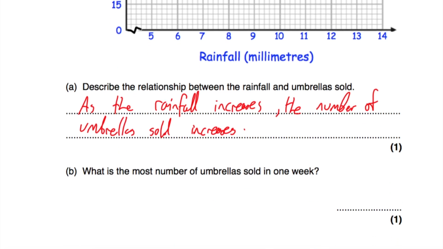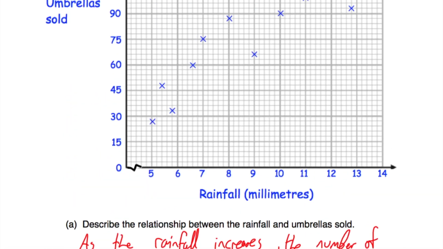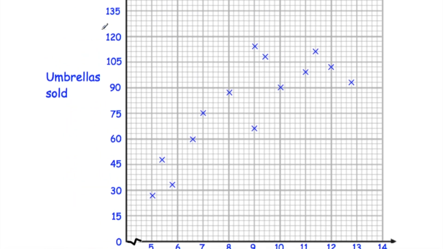Okay, let's look at part B. Part B says, what is the most number of umbrellas sold in 1 week? So we're going to look for the week where the most number of umbrellas sold is. If we have a look vertically, that's the number of umbrellas sold. Let's see what we're going up in. Going from 0 to 15, there's 5 little squares. So 15 divided by 5 is 3. So 3, 6, 9, 12, 15. Fantastic. So we're going up in 3s.